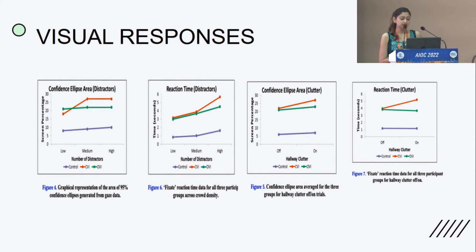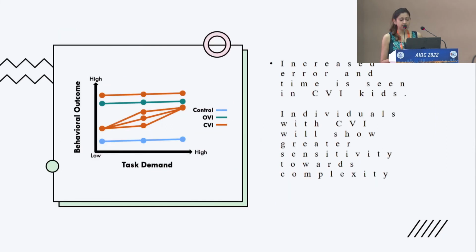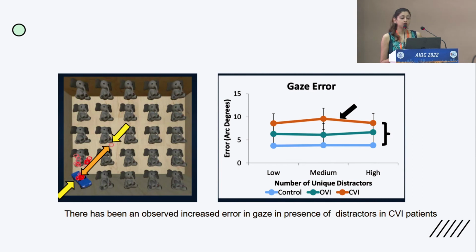So what was seen was that the visual responses in children with CVI were much more sensitive. Whenever the difficulty level increased, like a moderate or high crowd density, the visual response of these children decreased compared to children with OVI. A similar response was seen in a cluttered environment as well. Their reaction time was much longer as the levels of complexity increased. So these children were not able to score well in higher levels of complexity as compared to the OVI children. Also, a sustained gaze error was seen much more in children with CVI. That means they're not able to sustain their gaze for longer periods of time in contrast to children with OVI.